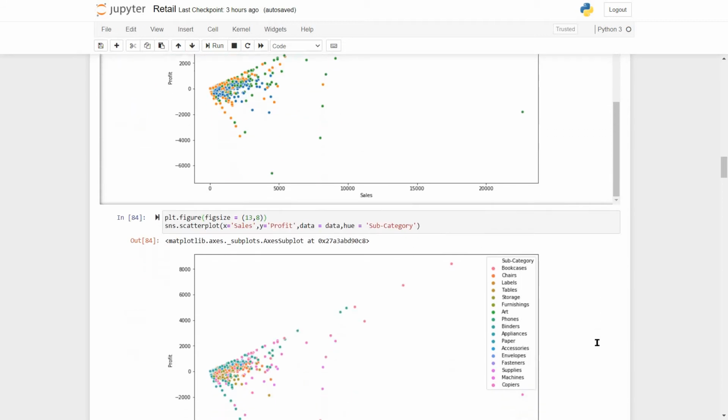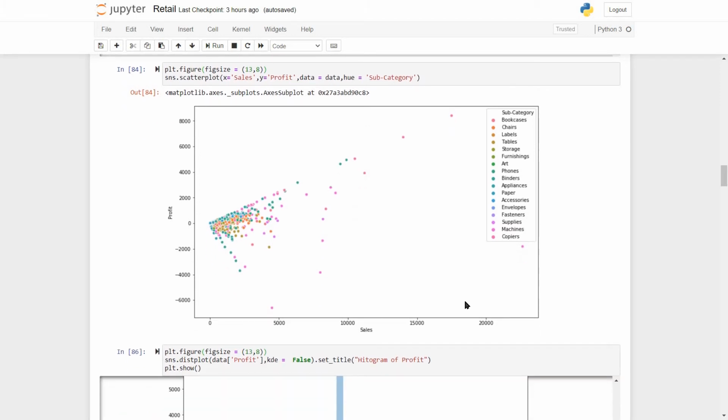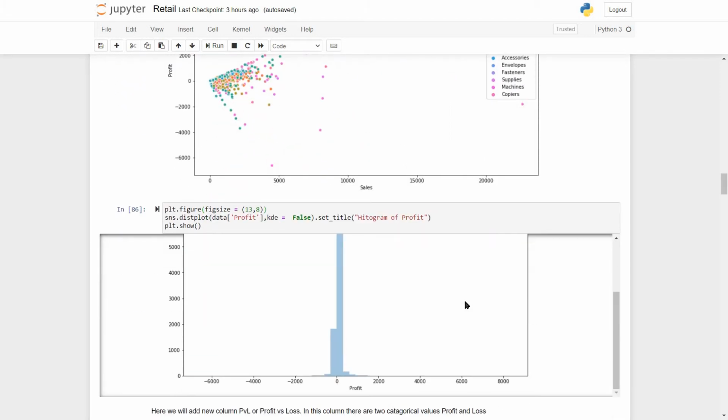Moving further, I divided this graph into subcategories. This is kind of messy, but the shades of colors don't generate much information, so I'll move further.